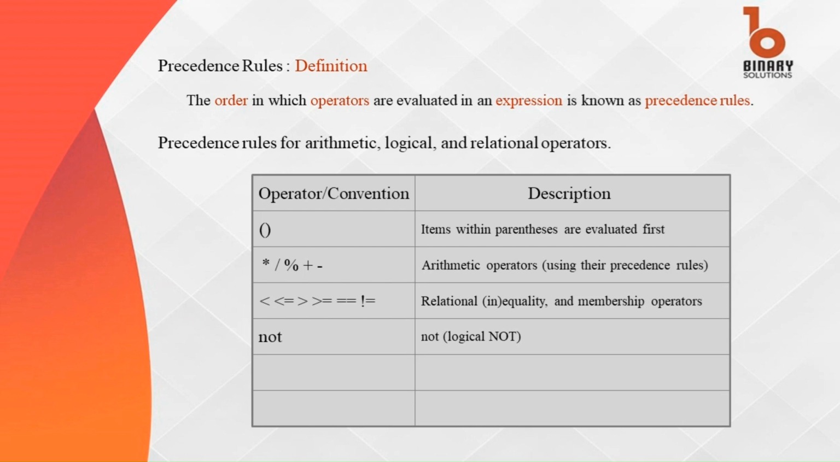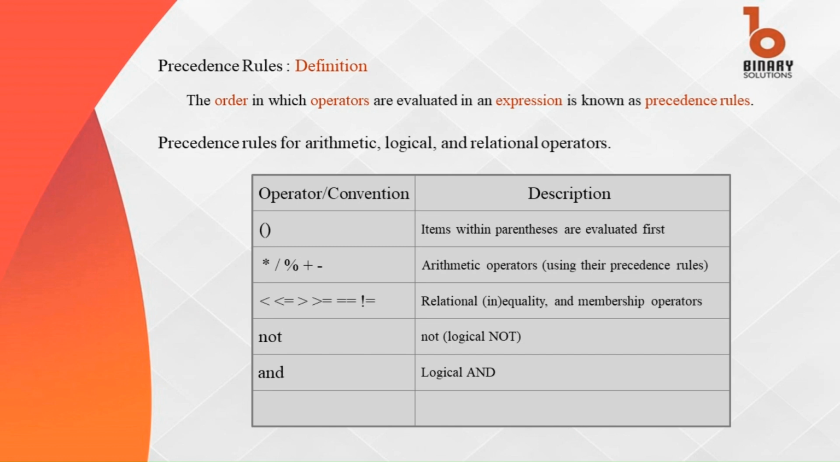Among logical operators, logical not has the highest precedence, so it is evaluated first. This operator negates a condition, flipping its truth value. Next, logical and is evaluated, which is used to combine multiple conditions.